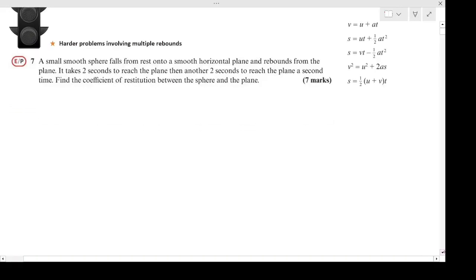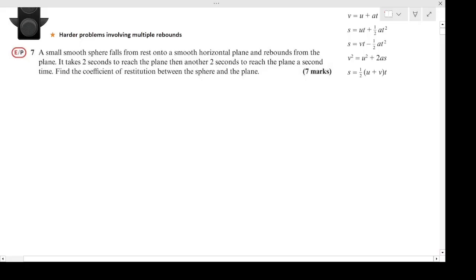So here we're told a small smooth sphere falls from rest onto a smooth horizontal plane and rebounds off from the plane. It takes 2 seconds to reach the plane, then another 2 seconds to reach the plane a second time. Find the coefficient of restitution.